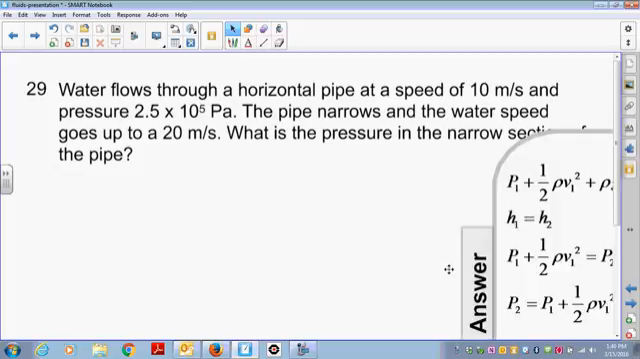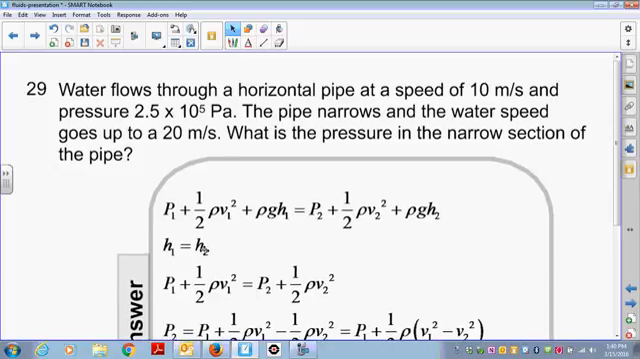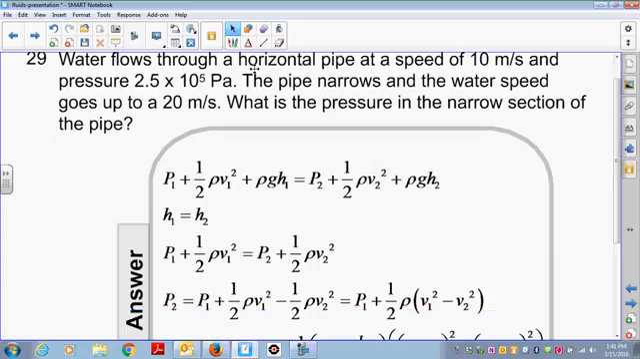Okay, so let's take a look at the solution. We're going to use the equation for looking at a height variation. So here we have P1 at position 1 plus 1/2 rho V1 squared plus rho gh1. Then we set that equal to the same exact thing on the other side. This is because no energy is entering or leaving the system, so what we start with must be what we end with. We know that the height difference is going to be 0. In other words, where we start and where we end height-wise is the same. So that means that these two terms are going to cancel out.